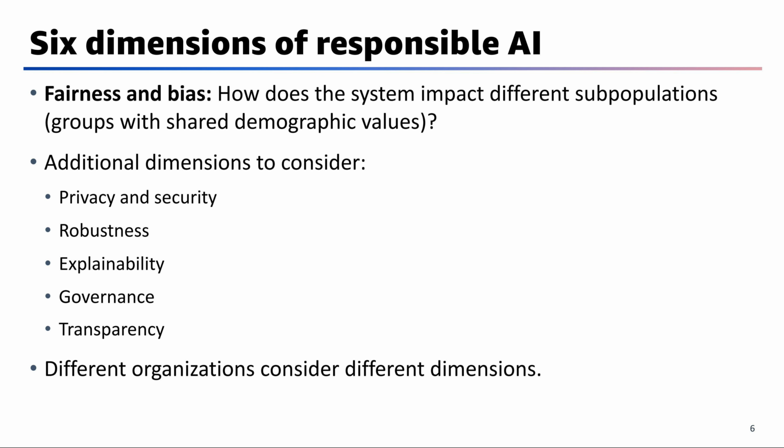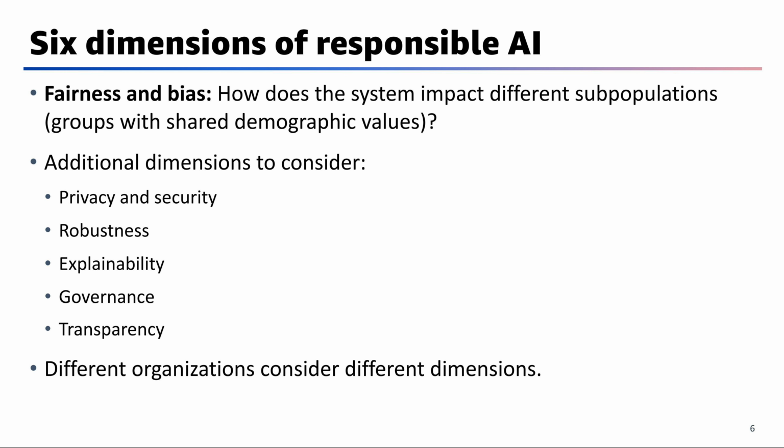Questions to ask about each dimension: Fairness and bias. How does the system impact different subpopulations of users? Privacy and security. Is data protected from theft and exposure? Robustness. What is the mechanism to ensure that the AI system operates reliably? Explainability. What are the mechanisms to understand and evaluate the outputs of the AI system?